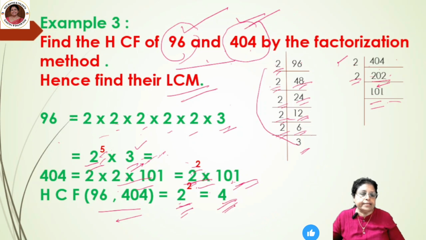So 4 is the HCF of 96 and 404. So find HCF. That is all. Okay. Next thing, hence find the LCM. So here we have to use the relation. What's the relation? The product of the numbers will be equal to the product of HCF and LCM.